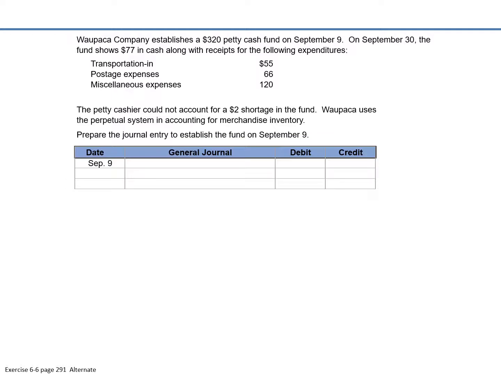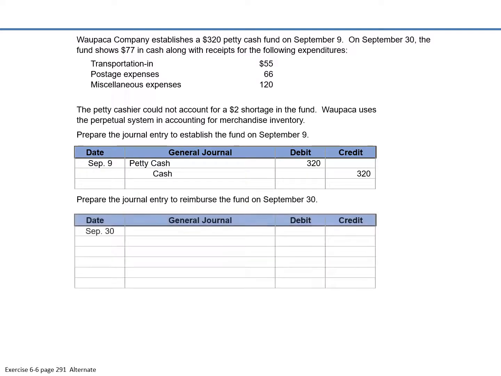All right, prepare the journal entry to establish the fund. Debit petty cash, 320, credit cash, 320. Then prepare the journal entry to reimburse the fund on September 30th. So we need to record the activity that's happened from the fund, right? So they tell us we have $77 left.